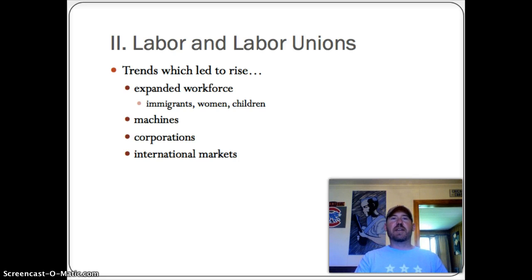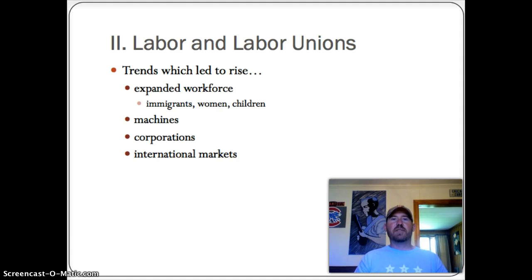And through this competition, factories are beginning to hire these immigrants, women, and children over men because they can pay them less money to do the same job. So there's a threat to the traditional labor roles of men. Also, you see machines become very popular, which, like I said earlier, begins to replace the craftsmanship of work, and it's a lot easier. So, because of that, you're able to hire less skilled people like immigrants, women, and children.